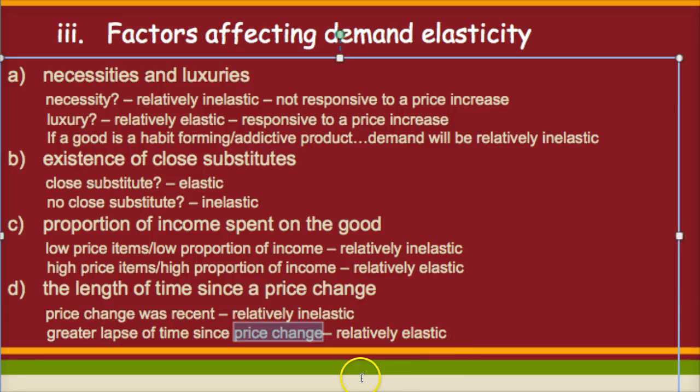Now, next, we're going to look at how we calculate this concept of elasticity. It's not very difficult, just stay tuned.